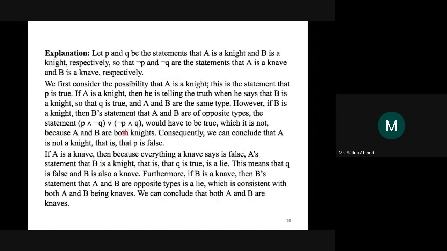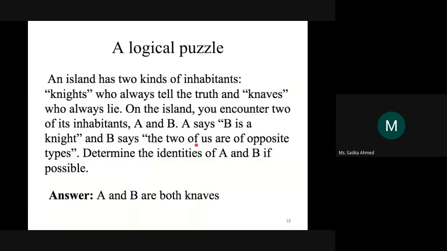Or in other words, if it's not P, what does it mean? A is a knave. Then B must be a knight. So not P and Q. All right, so we represent it in this manner: either this is true or this is true, based on the statement that B made.